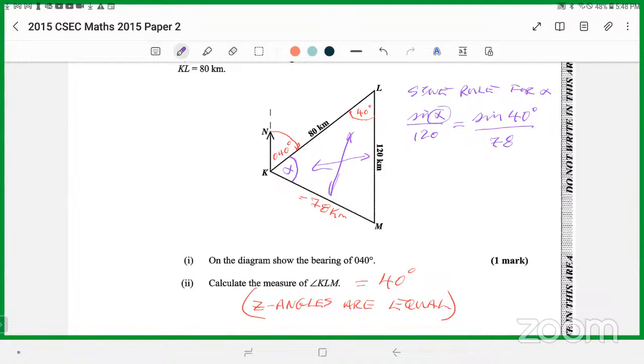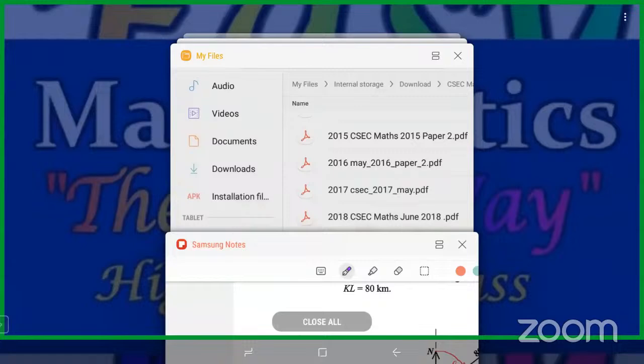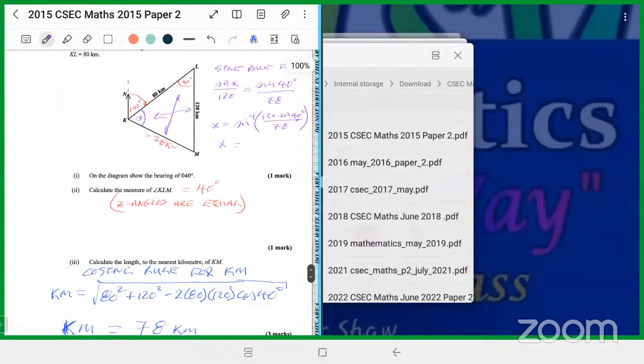And then to make this the subject, we're going to multiply by the 120 and then take the inverse sine. Same thing every time. So the alpha becomes sine to the minus 1 of 120 sine of 40 degrees divided by the 78, and put that in the calculator. Anybody works it out? Can tell what it is? Anybody got it? Person who got the 78, they didn't do it this way. So I got 81.4.